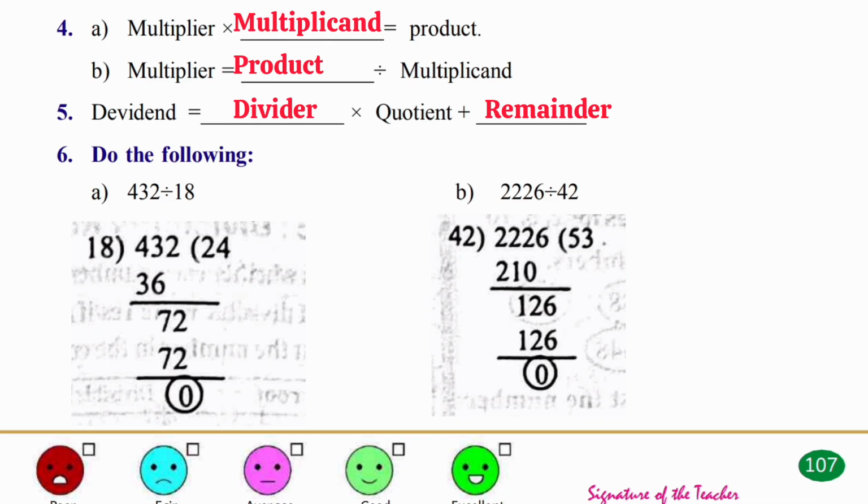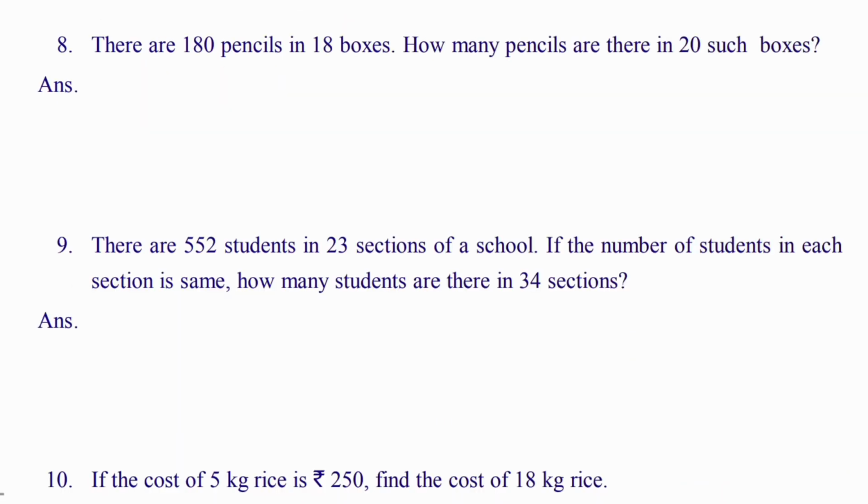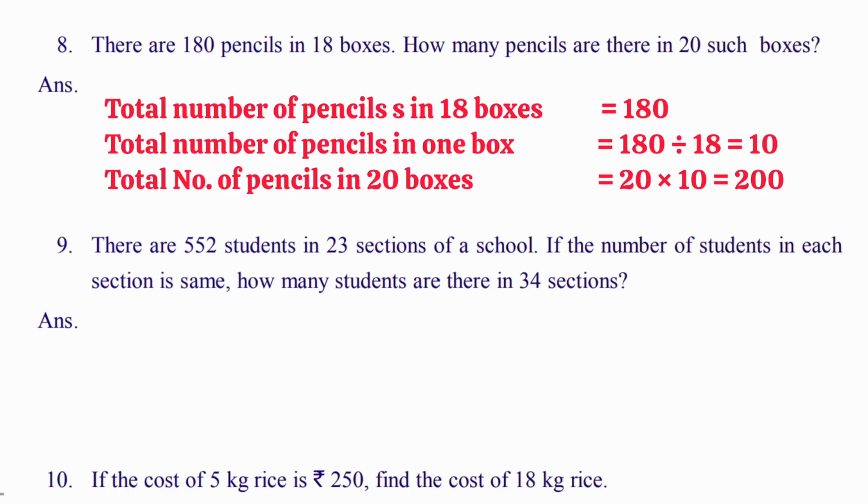Okay guys, let's move on to the next one, which is: there are 180 pencils in 18 boxes. How many pencils are there in 20 such boxes? So write down the solution. Total number of pencils in 18 boxes are 180. Total number of pencils in one box is equal to 180 divided by 18. It means 10 pencils in one box. So next we have to find out total number of pencils in 20 boxes, means 20 into 10, that is equal to 200. Got it?